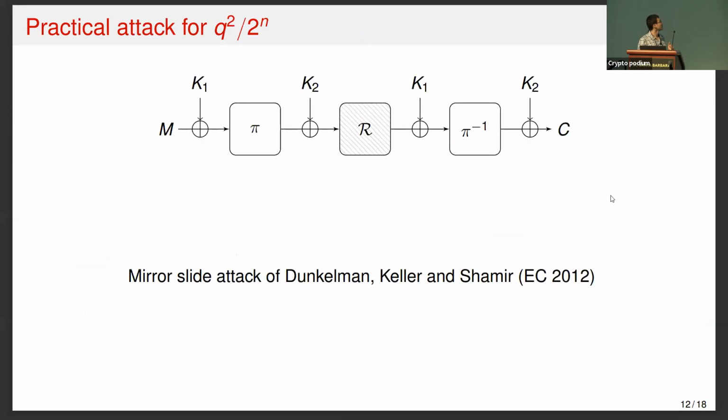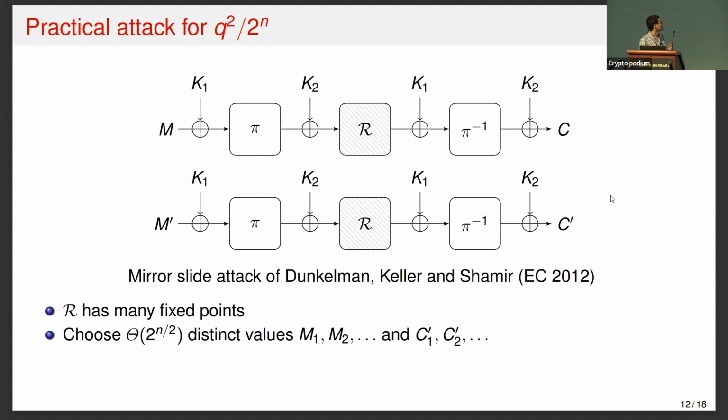But the next attack is actually more interesting, since it is a practical attack that can be performed in real time. This is actually a variant of the mirror slide attack of Dunkelman, Keller, and Shamir at Eurocrypt 2012. The idea is that we can perform this attack if the middle reflector has many fixed points. In order to do that, we just need to use 2 to the power n over 2 distinct messages with different ciphertexts.